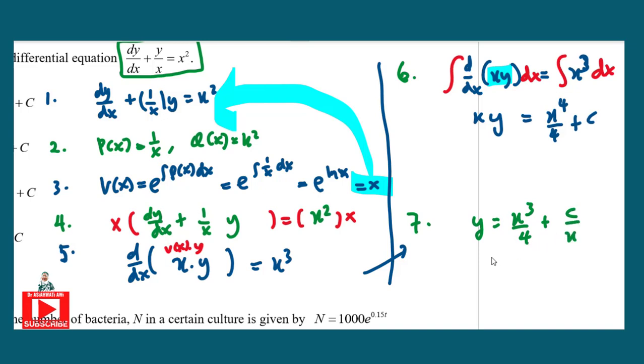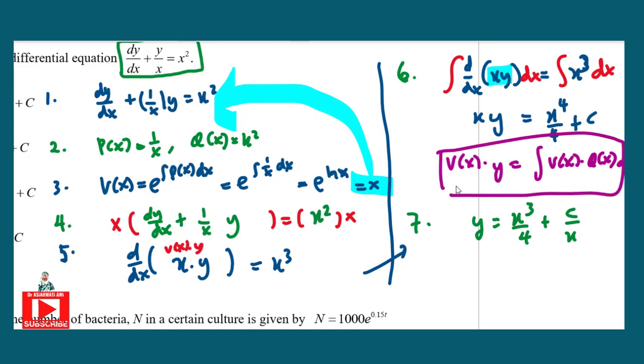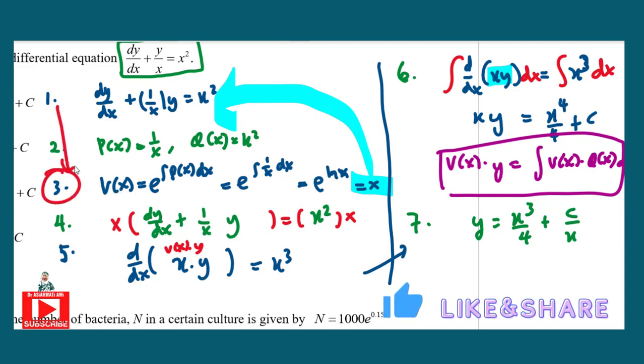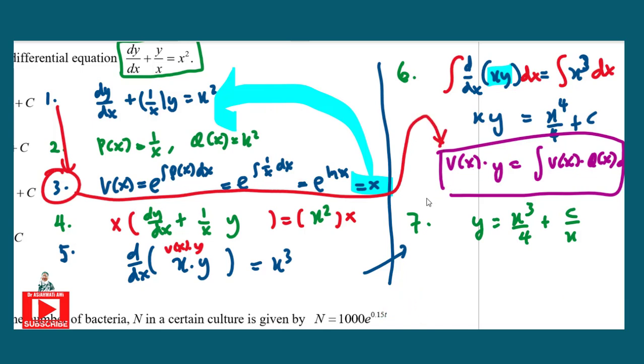That's step 7. Check the option. So we said that the formula is v(x) times y is equal to the integral of v(x) times q(x) dx. So this is the formula. For the purpose of the objective, first thing, find v(x). After number 3, just jump to substitute into the formula and get the answer.